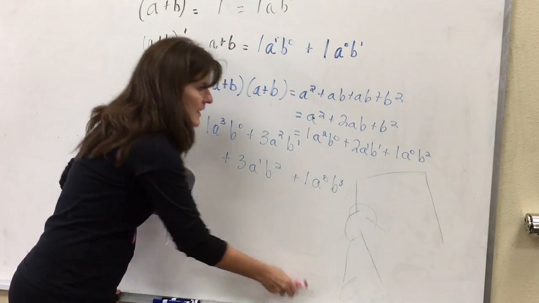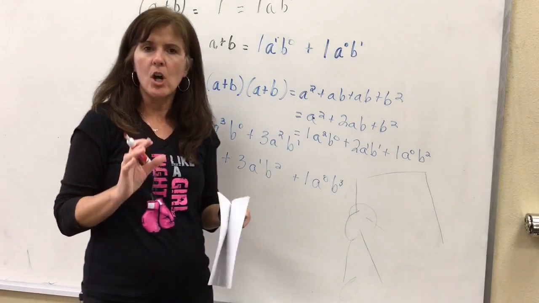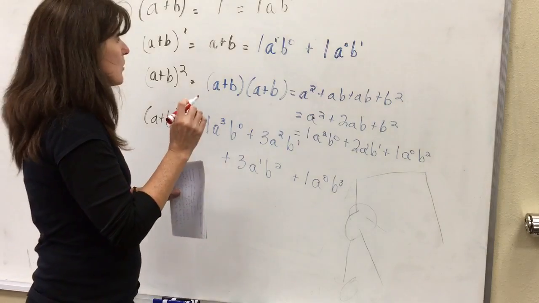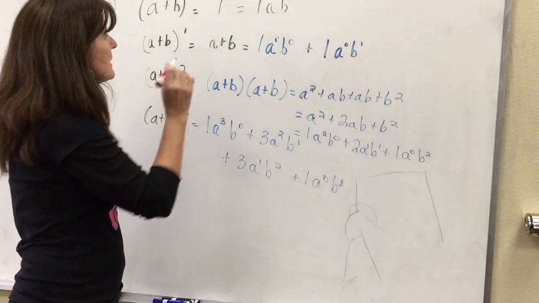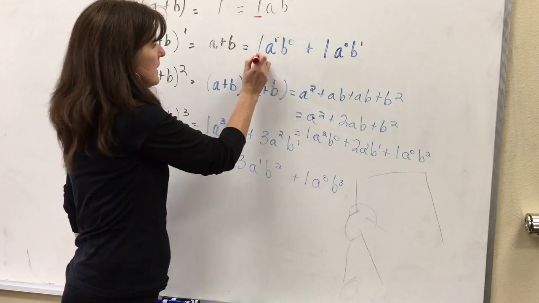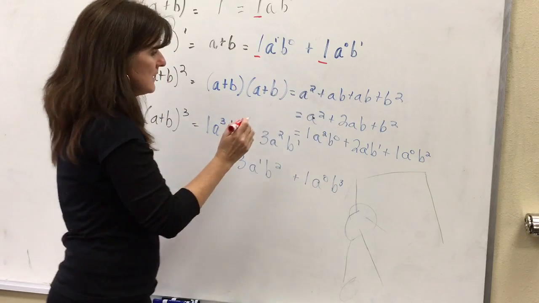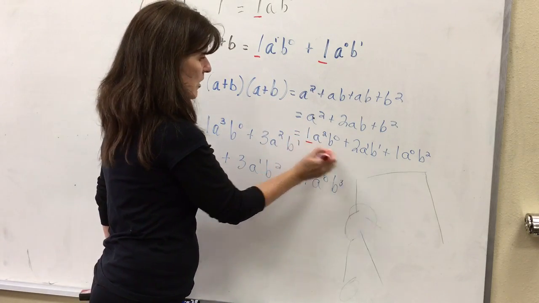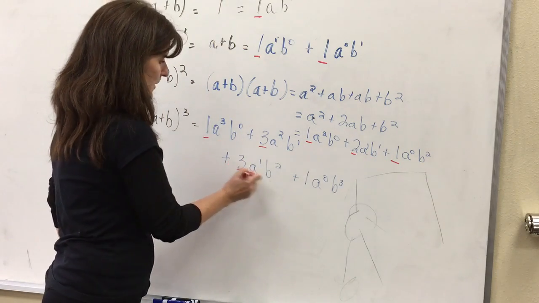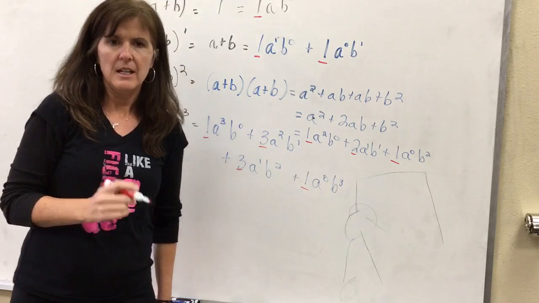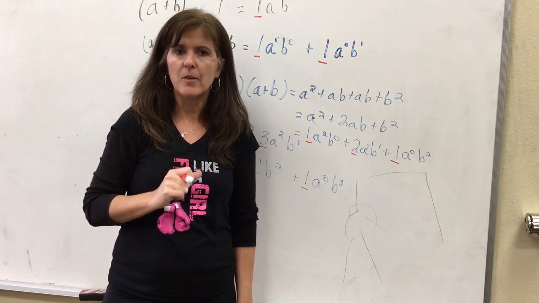What I want to do here is underline all the coefficients. Remember, the coefficient is the number before the term, at the beginning of the term. Here, we have a 1, we have a 1 and a 1, we have 1, 2, 1, and we have 1, 3, 3, 1. Keep that in mind for the next video.